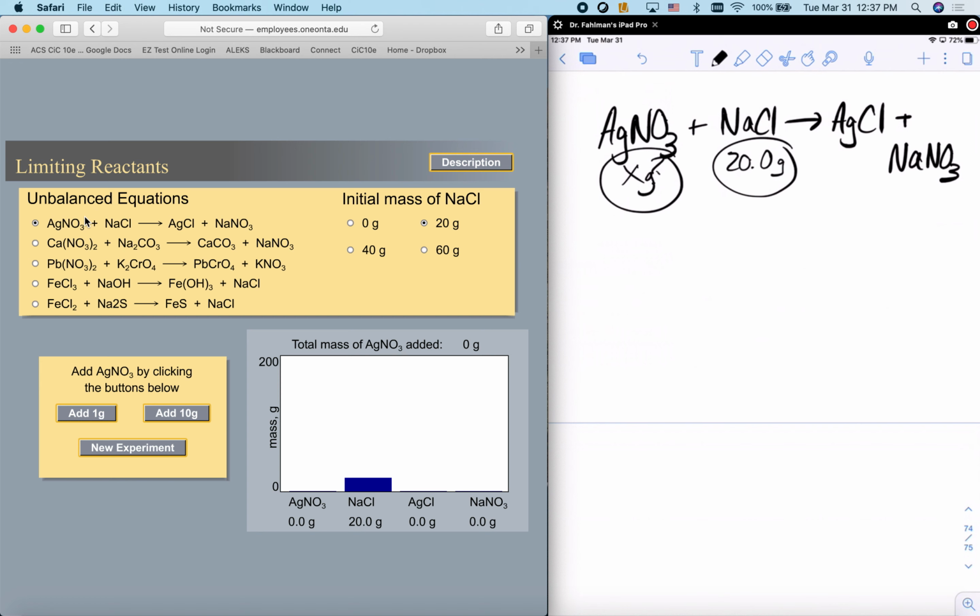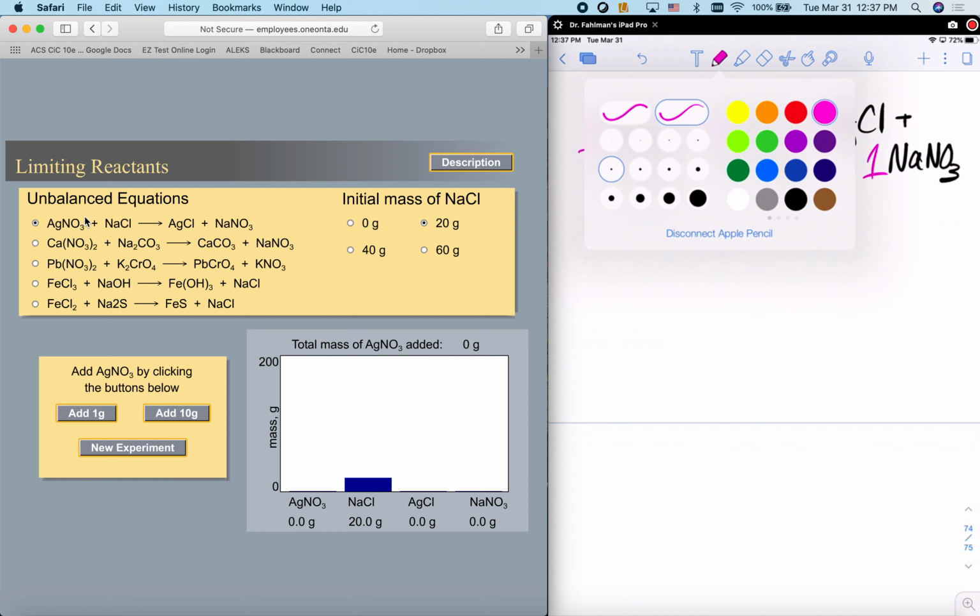Okay, and so for this type of calculation, the first thing we have to do is balance it. Okay, and so for this case, silver, there's one on each side. So I think that looks good. And then sodium is 1, chlorine is 1. Okay, so it is balanced as is, just with 1s in front of everything. Okay, so this is a really easy example.